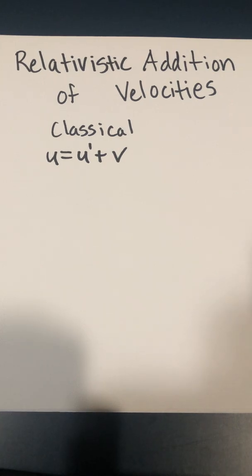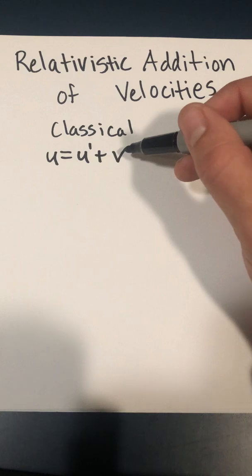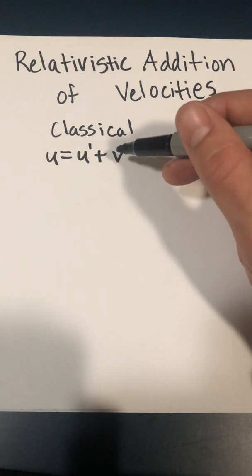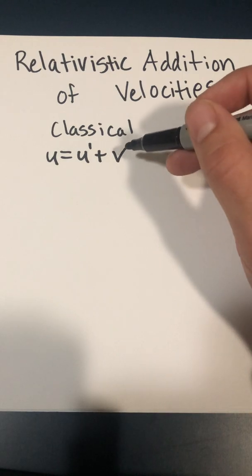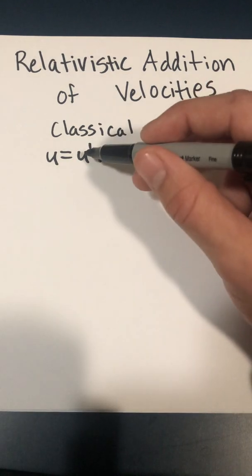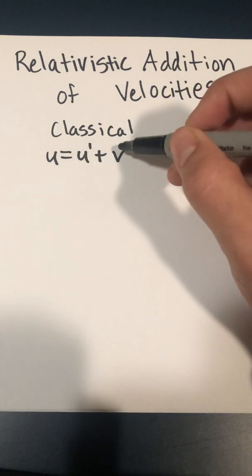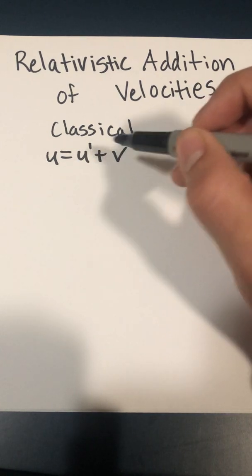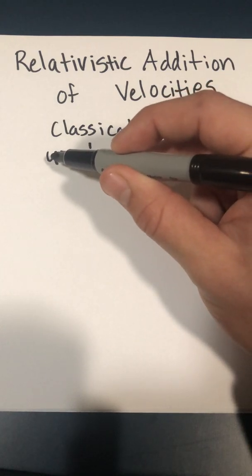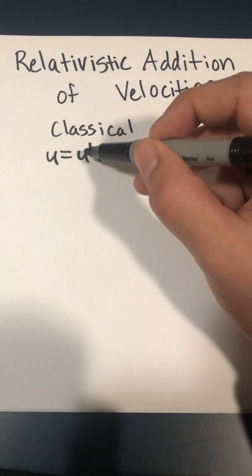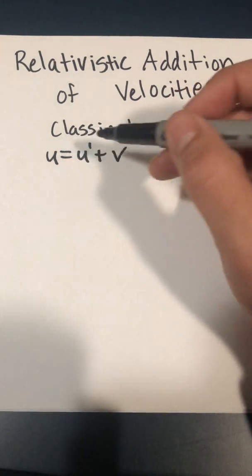Our basic understanding of this is that v is equal to the speed of an object relative to the Earth, and our u prime is the speed of a different object relative to the speed of the first. And our u is going to be the velocity of this object relative to an earthbound observer.